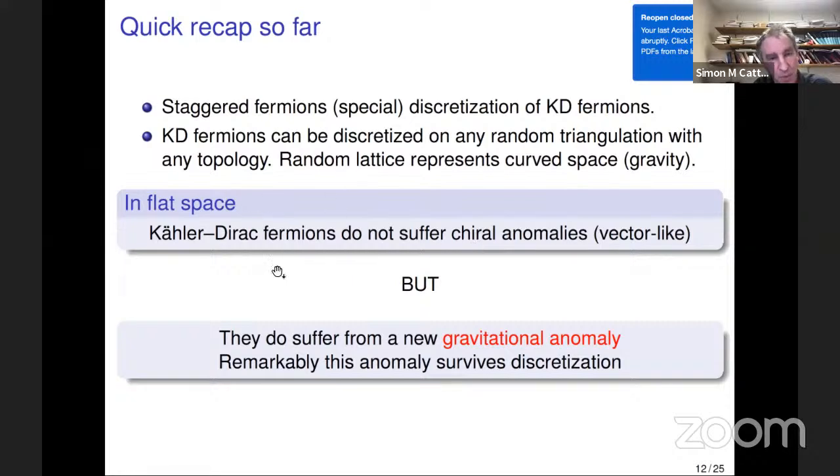So in both cases, though, these Kaehler-Dirac fermions do not suffer from regular chiral anomalies. They fundamentally describe vector-like theories. So the anomaly I'm going to talk about is not one of the usual chiral anomalies, but they do suffer from a new gravitational anomaly. When you formulate them on a random curved background, there's a new anomaly that occurs, and you can compute it. You can compute it, as I'll show you, exactly on the lattice. There's no need to even go to the continuum necessarily. And so that anomaly survives discretization and controls the low energy physics of the lattice model too. So that's going to be where we're heading.